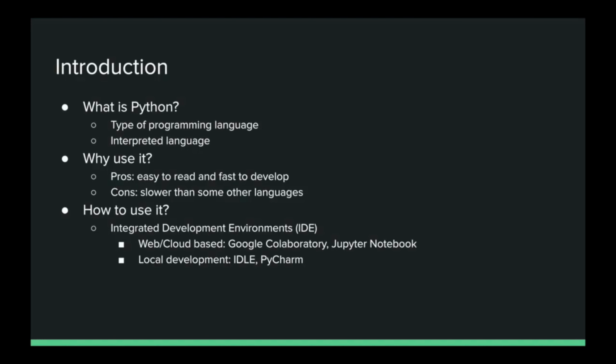And how to use it. So you can use something called the integrated development environment. It's called IDE for short. And there's two different types of IDEs. There's a web or cloud-based IDE, which includes Google Collaboratory and Jupyter Notebook, and I'll be showing you a demonstration on Google Collab. And there's also local development, which would be stored straight into your computer, like Idle or PyCharm.